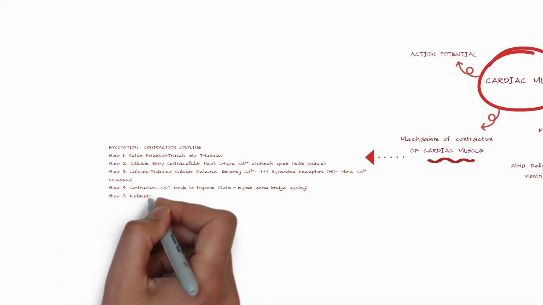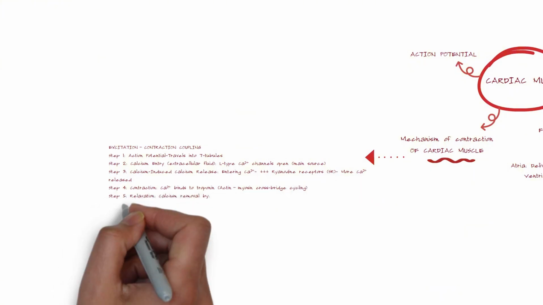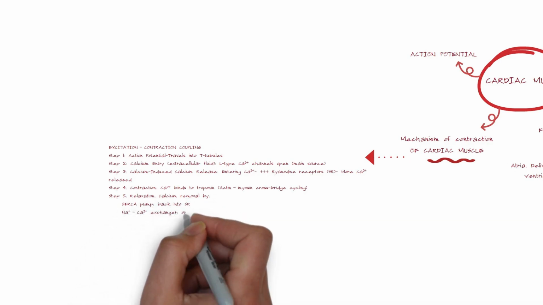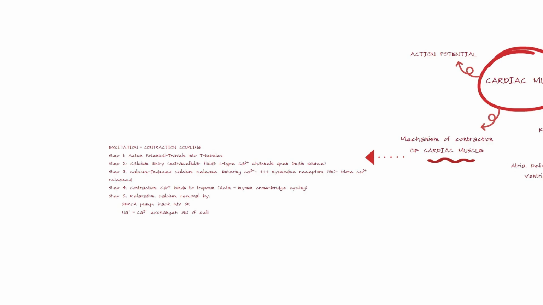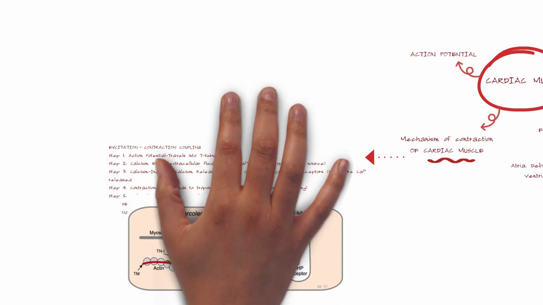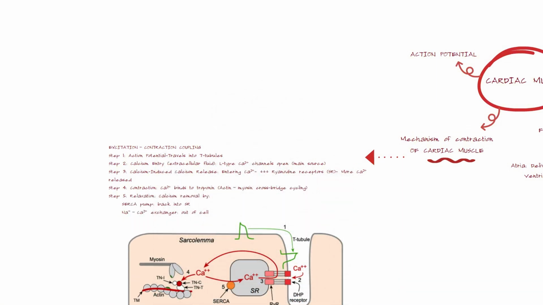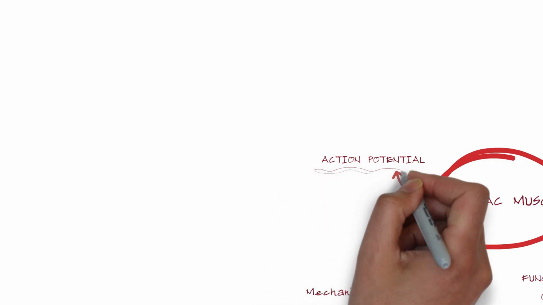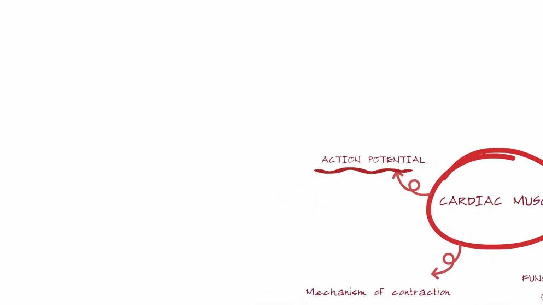The increased calcium will bind to troponin, also similar to skeletal muscle, allowing actin and myosin cross-bridge and the contraction occurs. For relaxation, the calcium must be removed, so it is either pumped back to the sarcoplasmic reticulum by the SERCA pump or transported out of the cell by the sodium-calcium exchanger. So always remember that in cardiac muscle, the main source of calcium is extracellular, not the sarcoplasmic reticulum.